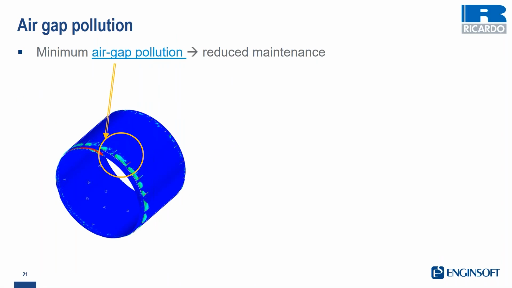And the model was considered as validated and accurate by Ricardo. Some additional output from this kind of simulation, from the oil flow simulation in the eDrive: by keeping a low particle size, so very small particles to be accurate, we can also predict the air gap pollution, so the amount of oil and the area of the air gap where you have oil.